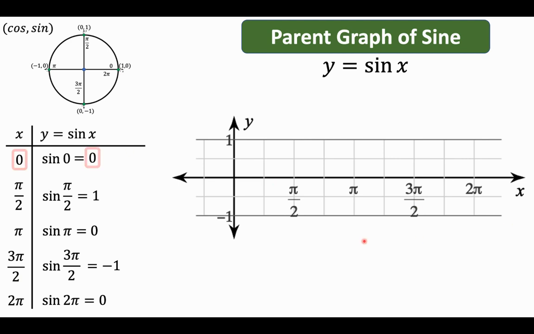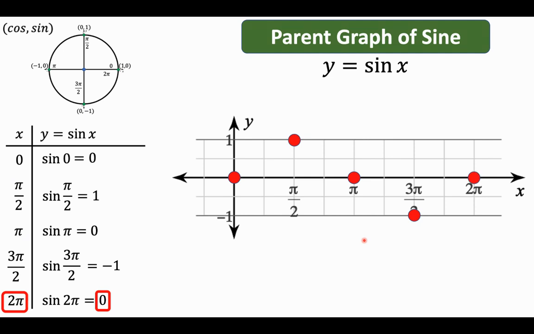So first off, plot that point 0, 0, and there's 0, 0. So right from here, it's just plotting points. So pi over 2, 1 is up there. Pi, 0 is right there. 3 pi over 2, negative 1 is right there. And 2 pi, 0 is right there.